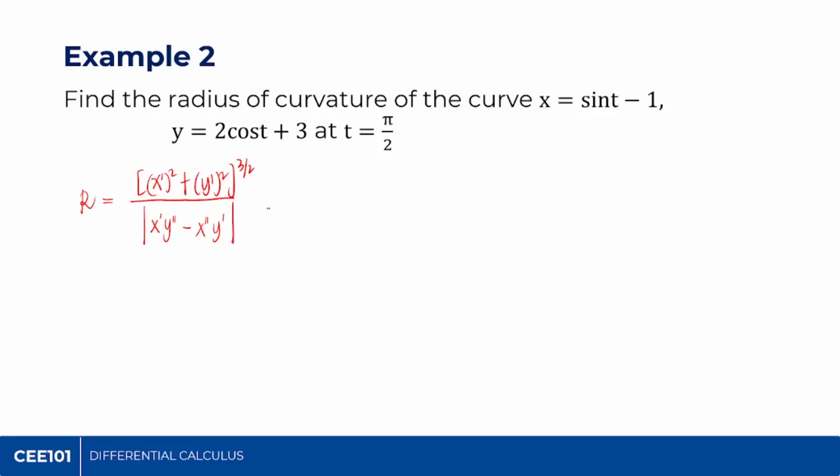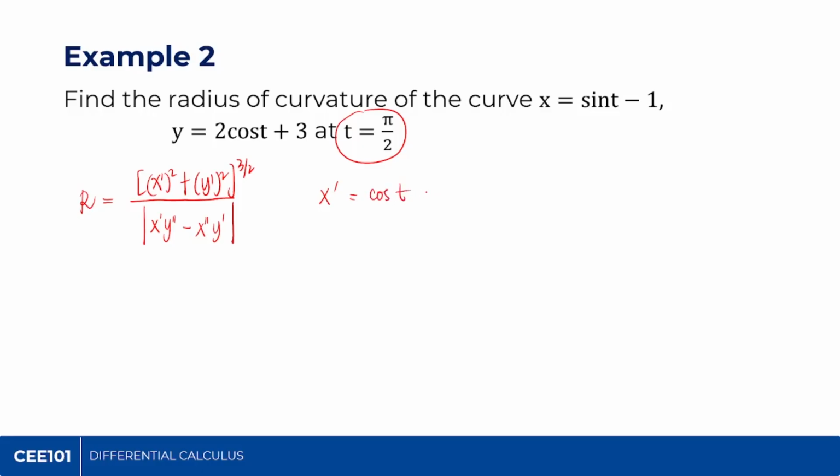So first, we need to evaluate x prime and x double prime when t is equivalent to pi over 2. So una, kukunin muna natin yung first derivative of x. Okay, what is the first derivative of x? What is the derivative of sine t? Cos t. Okay, cos t.